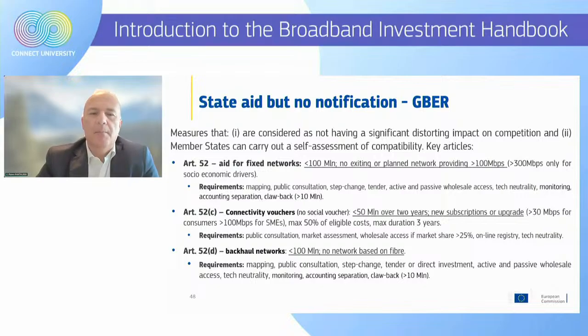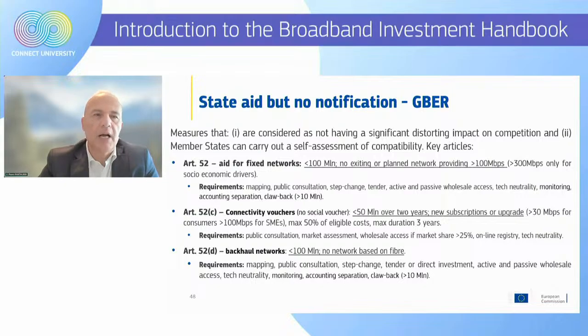Now, let me just skip Article 52C to go directly to Article 52D. This is a novelty in the last version of the GBER. We have now not only fixed access network, but also backhaul network. Here, the threshold for intervention in terms of budget is the same, 100 million euros, and the condition to intervene is that in the intervention area there is no backhaul network based on fiber. Then for the rest, the requirements are substantially the same that I have just described for fixed access network. For what concerns the connectivity voucher, this is also a novelty in the last version of the GBER.